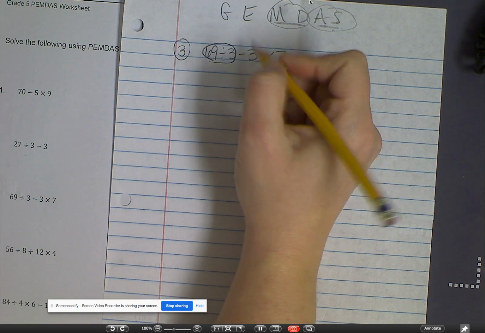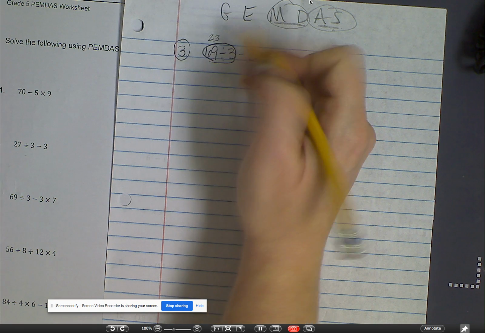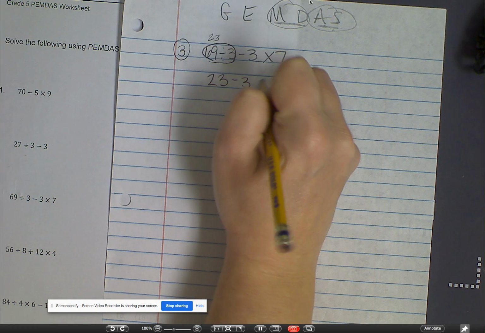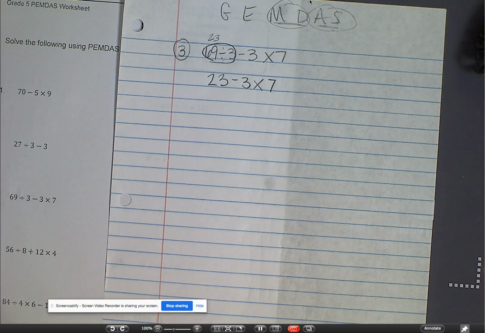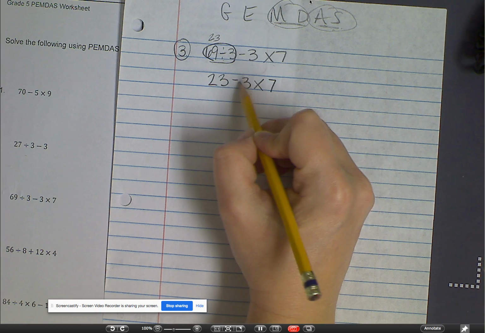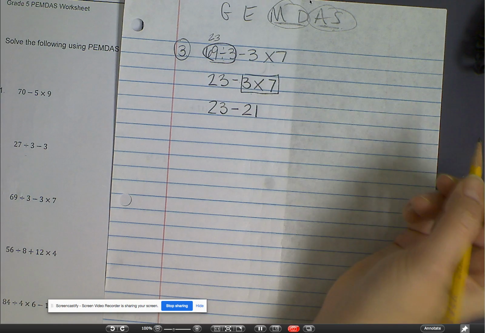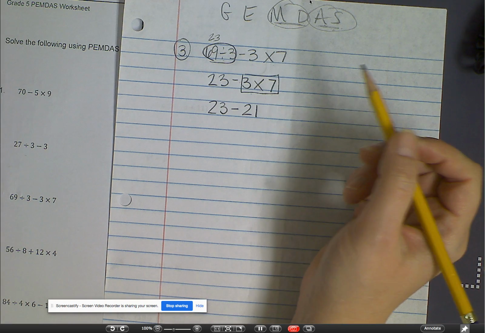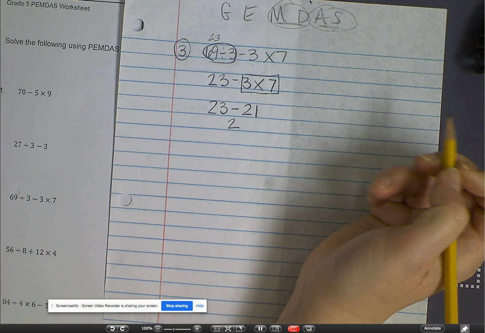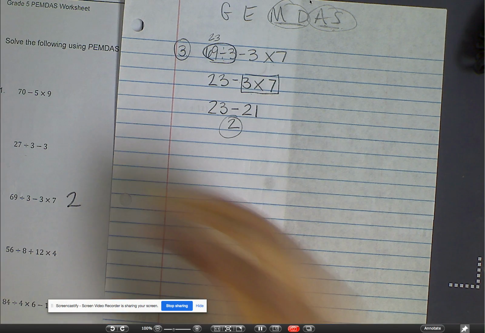So 69 divided by 3, 3 goes into 6 2 times, 3 goes into 9 3 times. So this is 23, and then I'm going to rewrite my problem. Minus 3 times 7. And then I go back to my list. Is there any multiplication? Yes, right here. So that's what I'm going to do next. So I have 23 minus 21. And then the only thing you have left is that. So that's easy. 23 minus 21 is 2, right? So the final answer for number 3 is 2.